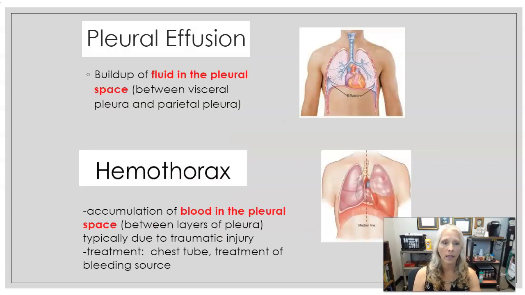On this slide, you see that a pleural effusion, which is just liquid in that space, is different than a hemothorax, which is blood in the pleural space. So both of these might be addressed with a chest tube in order to remove the fluid and take the pressure off the lungs, or a thoracentesis, which can also remove fluid. And then, of course, if you're bleeding, they have to treat the bleeding source.